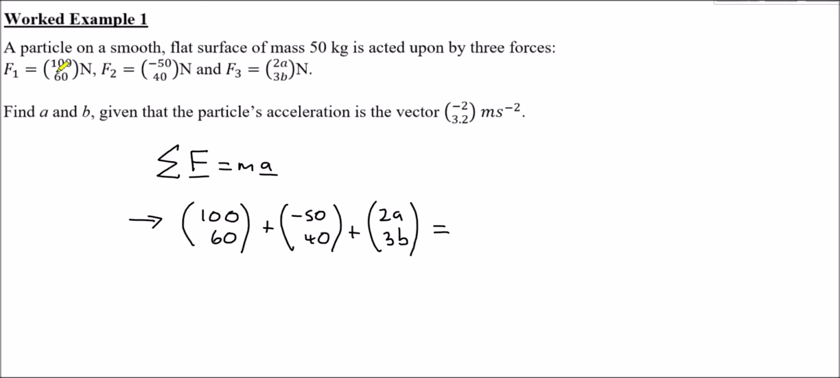So adding all of these up, 160 minus 50 and 40, and finally 2a and 3b. That's going to give us the overall resultant force. So add the tops: 100, take 50 plus 2a, that's going to be 50 plus 2a. And the bottom ones, 60 plus 40 plus 3b is going to be 100 plus 3b. And so that is what the resultant force is.